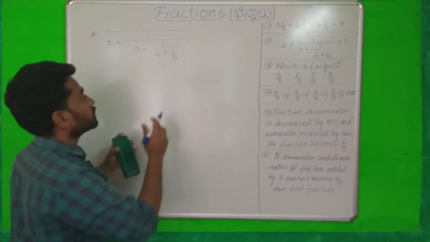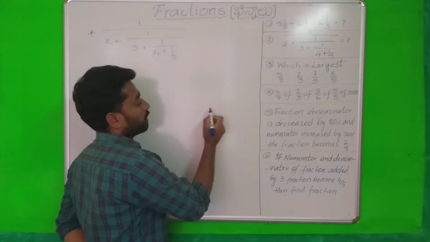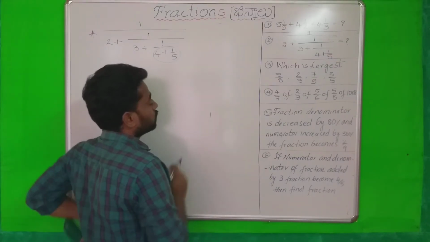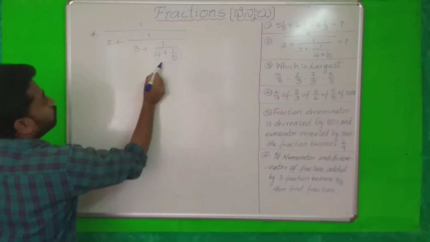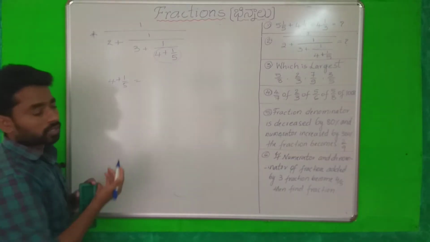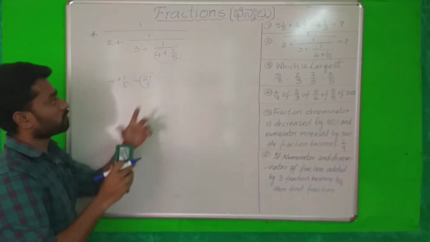Okay, so first I am taking this part. And you have to remember the multiplicative inverse. How can you take the multiplicative inverse? Okay, by taking that I will say. So first, 4 plus 1 by 5. What is 4 plus 1 by 5? 5 4s are 20, 20 plus 1, 21 by 5. This is the value of this.